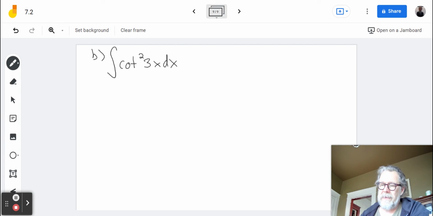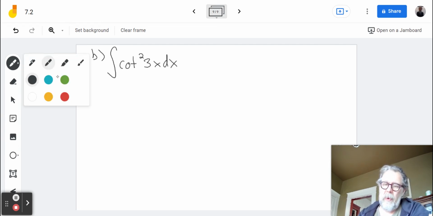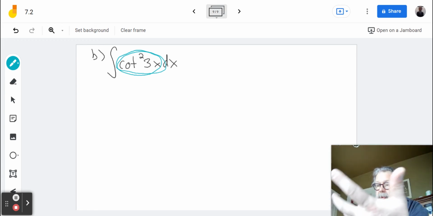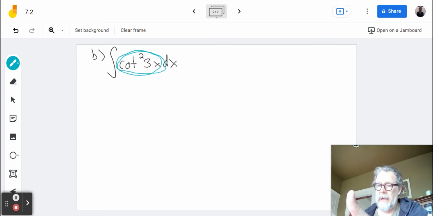And notice that we've got to be a little bit careful here because we don't want to go too big on our u by saying, oh, let's make it cotangent squared of 3x, because then the derivative is, well, I don't know. We could look it up. It's some weird complicated thing. And guess what's not in this integral? The weird complicated thing. So we don't want to do that.